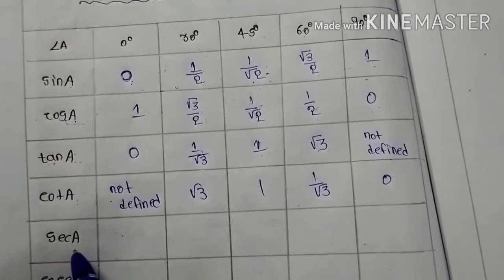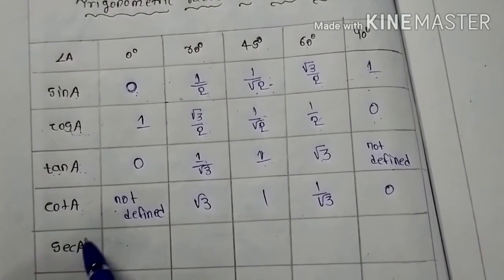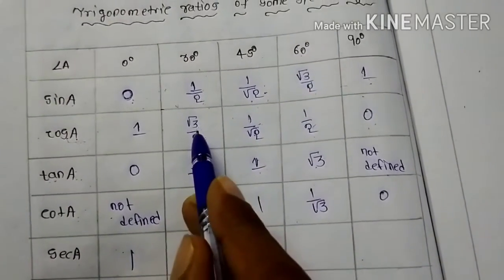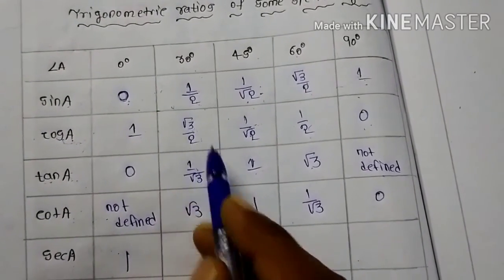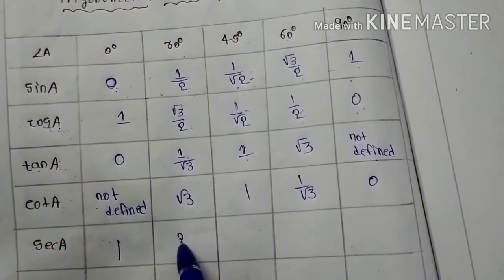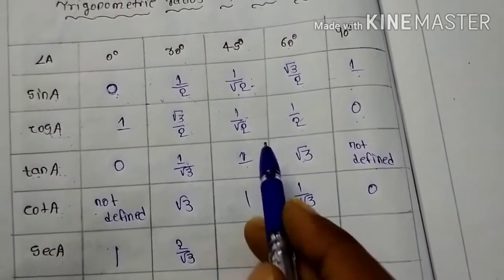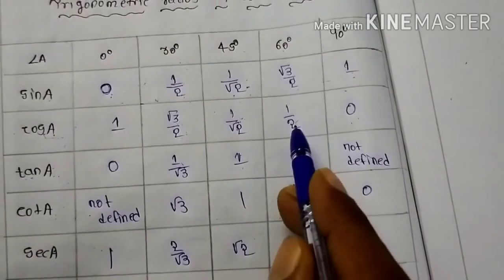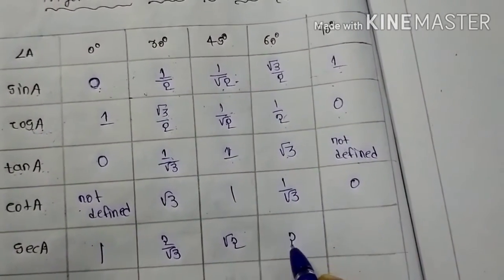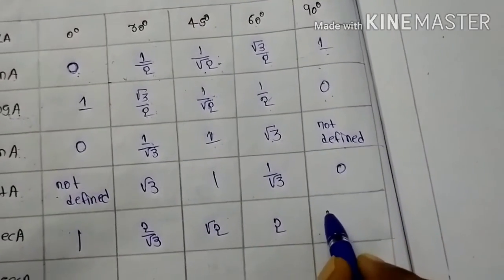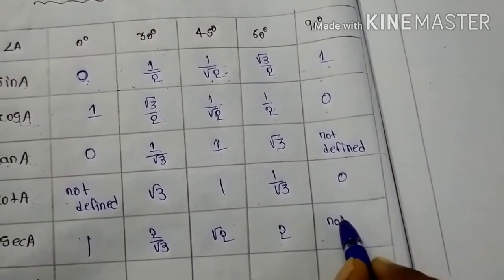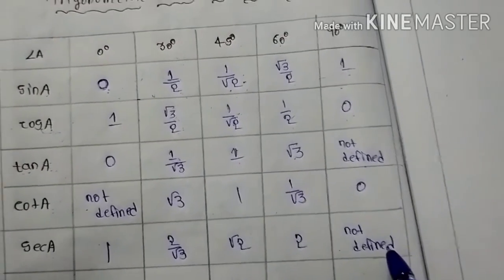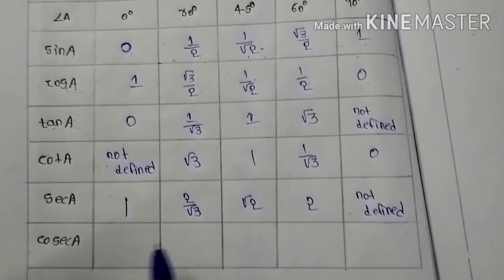In the similar way, you can find here sec A. Sec A is the reciprocal of cos or not? What is the reciprocal of 1? 1 only. Here, root 3 by 2 means what is the reciprocal of root 3 by 2? 2 by root 3. Yes or no? 2 by root 3. Here, what is the reciprocal of 1 by root 2? Root 2 only. What is the reciprocal of 1 by 2? 2 only. What is the reciprocal of 0? 1 by 0. 1 by 0 means it is not defined. Not defined.